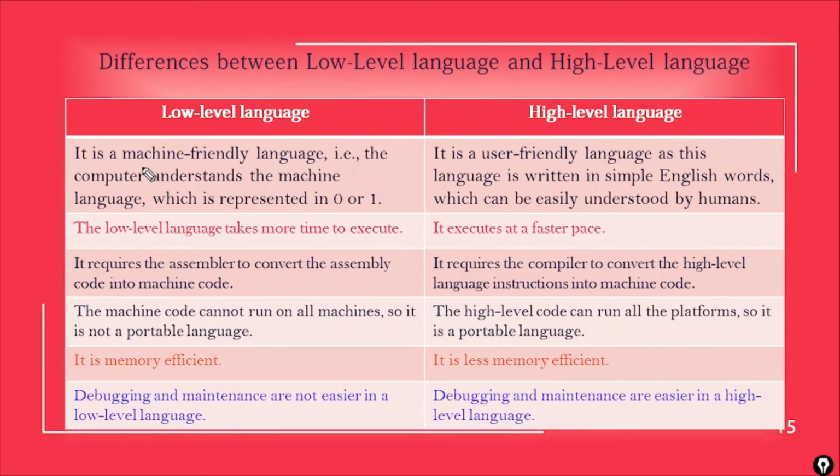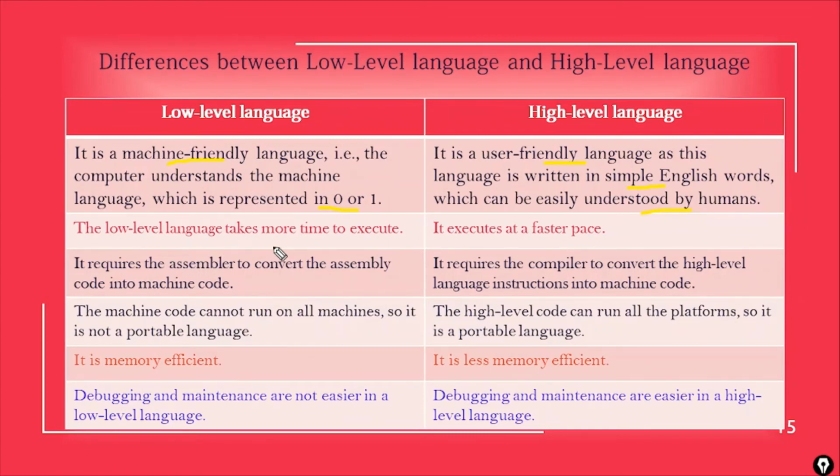Low level languages are machine friendly languages. That means the computer understands the machine language, which is represented in zeros and ones. High level languages are user friendly languages. These are machine friendly and these are user friendly, as these languages are written in simple English words which can be easily understood by humans. Like low level languages are easily understood by the machine, high level languages are easily understood by humans.